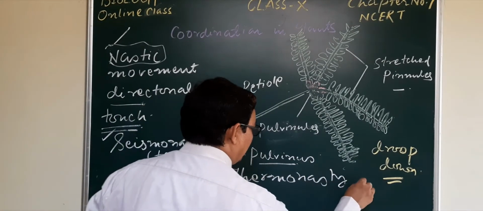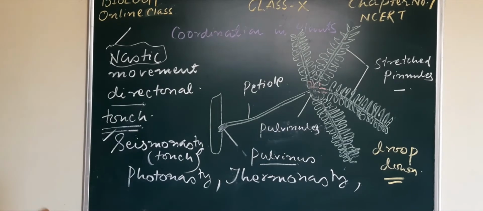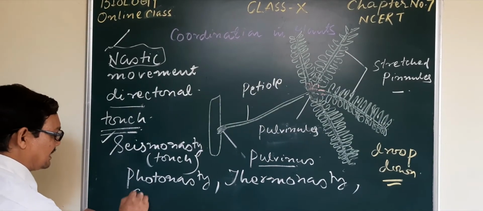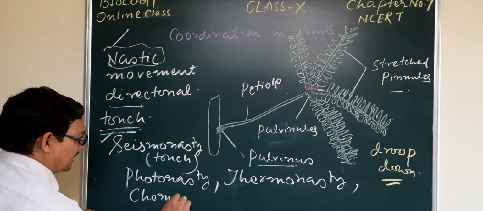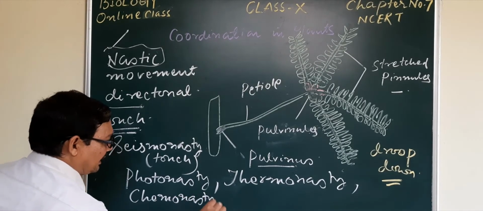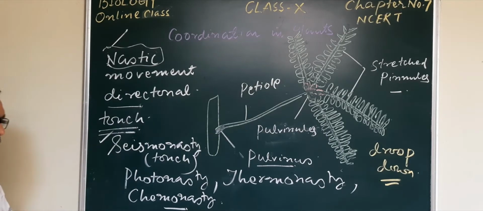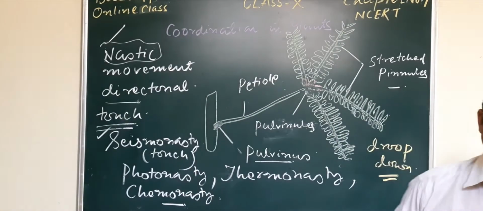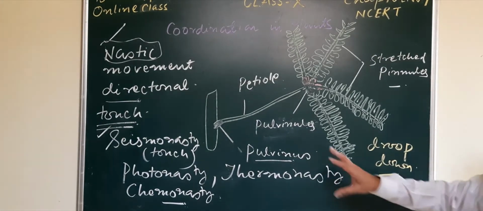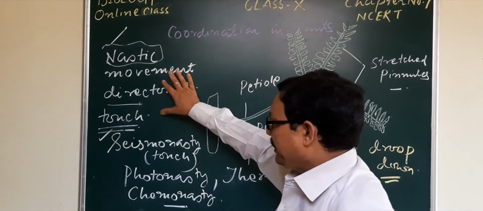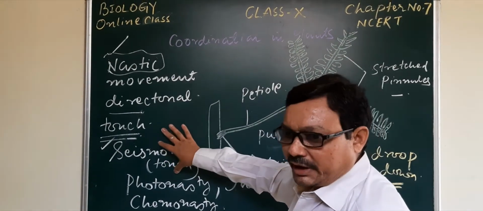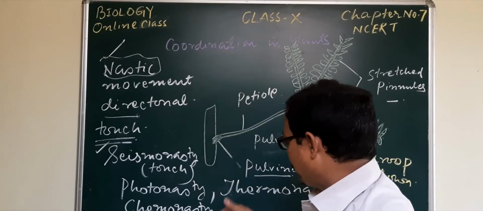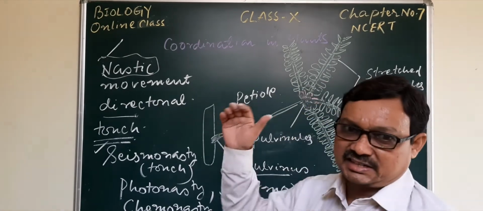If there will be some chemical as a stimulus, then that is chemonasty. That means, depending upon the different types of stimulus, the nastic movement may be of different types like seismonasty, photonasty, chemonasty, thermonasty, etc.